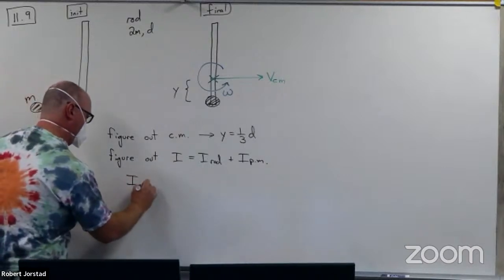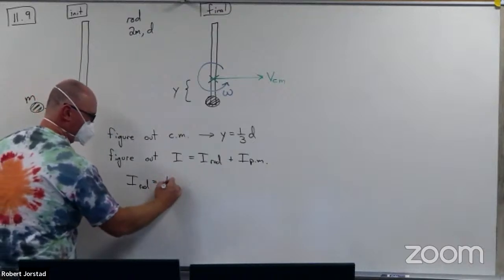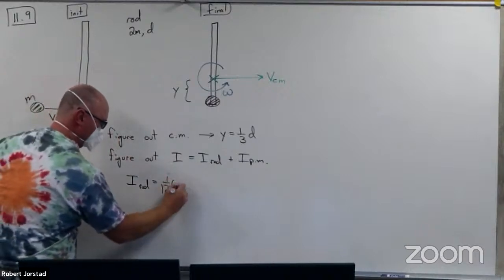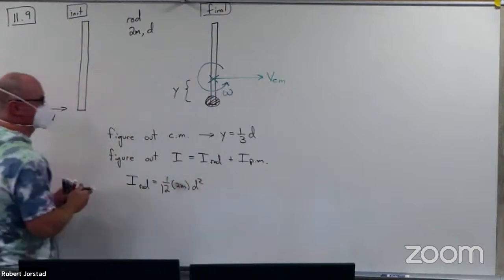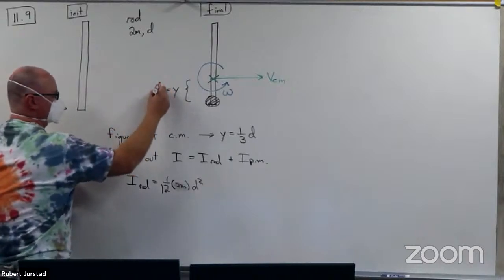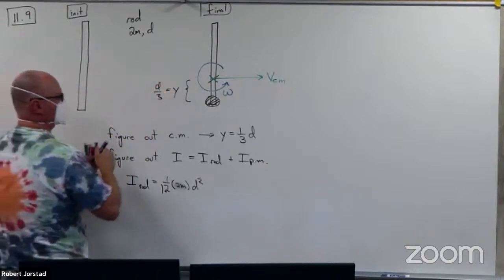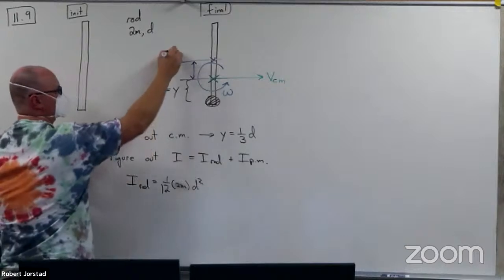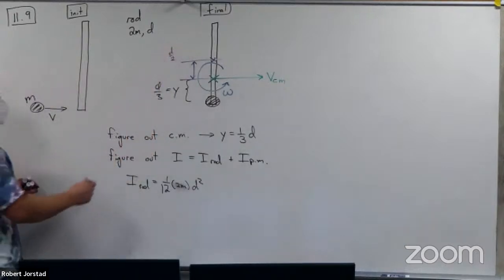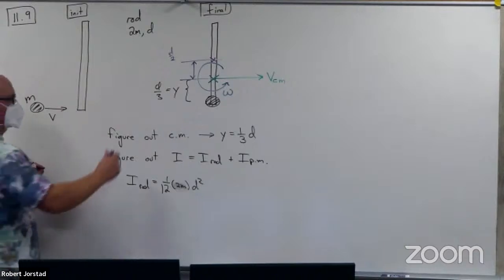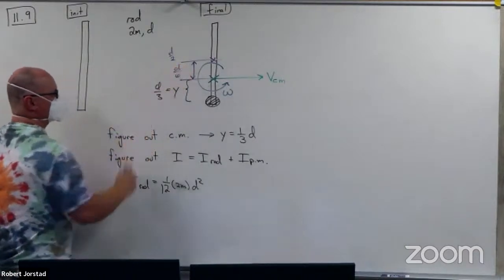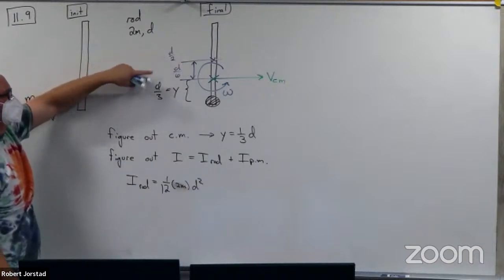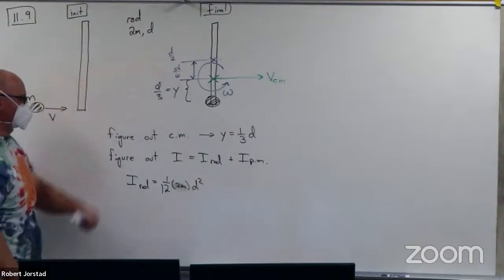So I of the rod would equal 1/12 mass of the rod, which is 2m, d squared. If this distance is d over 3, how much have we shifted from the rod center of mass, which is at d over 2? What's the difference between those? Figure not to scale. So this distance would be d over 6. 3/6 minus 2/6 equals 1/6. Sorry, it's not to scale.